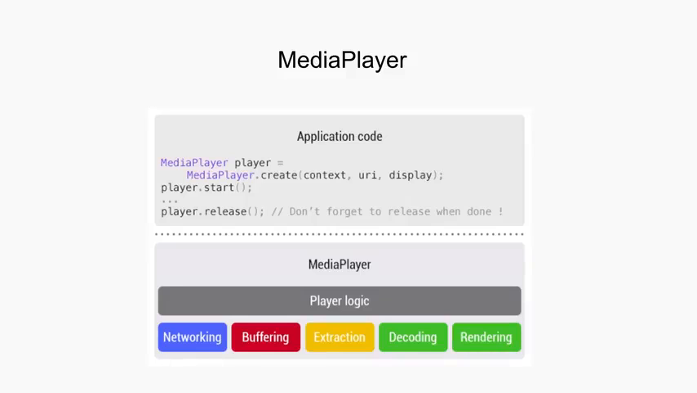Now that we have an idea of what we need for a media application, let's dive into some specifics. The first thing we need to decide on is what media player we are going to use. The Android framework provides a couple of options. The first is Media Player.